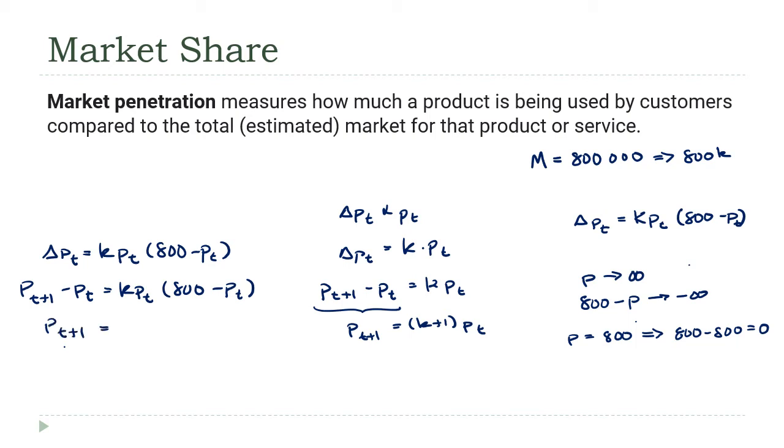P_t plus 1 equals P_t plus k P_t (800 minus P_t). If there's a P sub t there that you could factor out, it still leaves a P sub t in there. I don't know that you really gain anything from it.